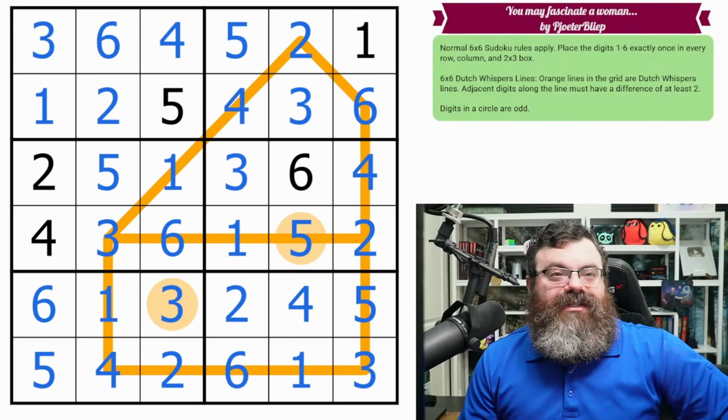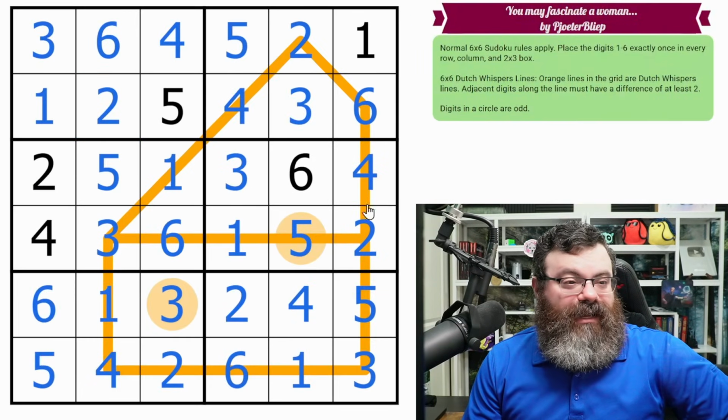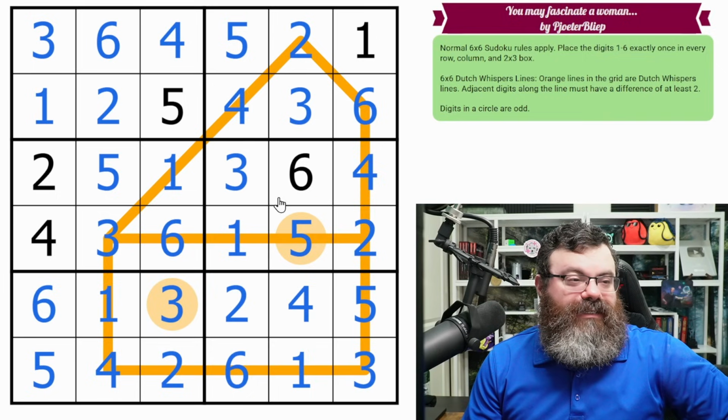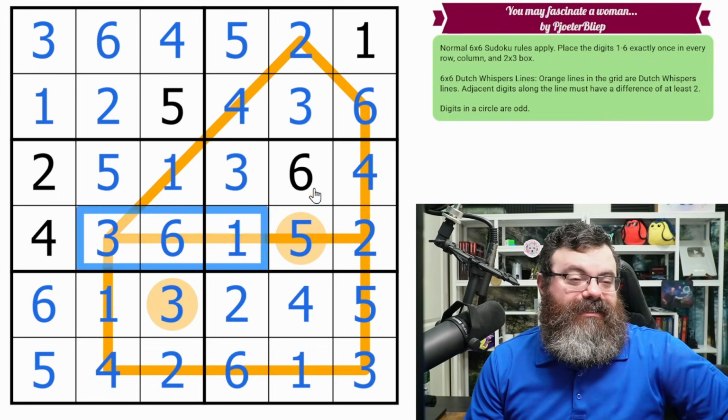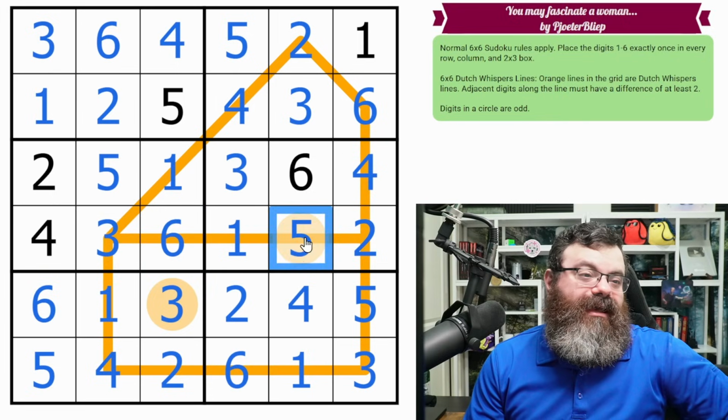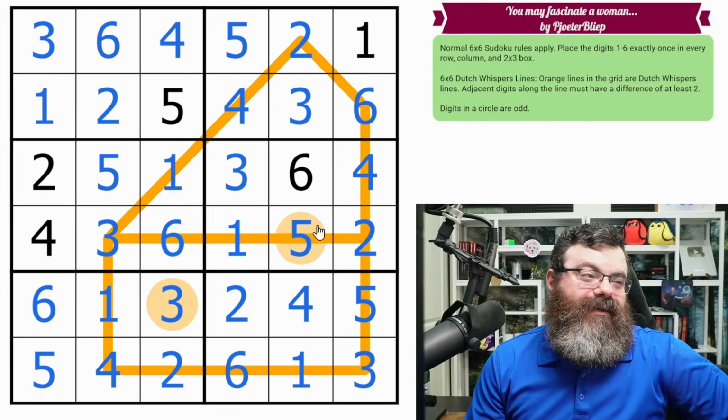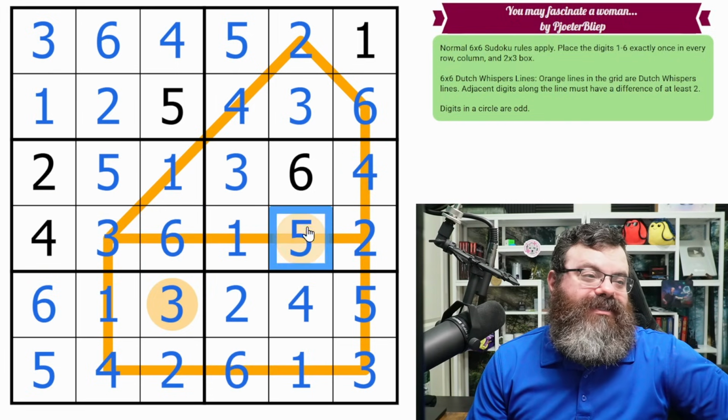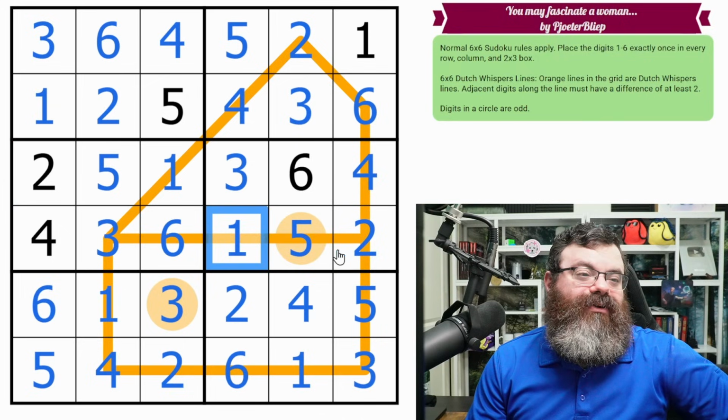All right, nice puzzle, PjoeterBliep. I enjoyed solving that. Interesting start. What these givens did, some work at the start against these lines. That was pretty neat. And then this odd right here, that was a nice opening where this odd circle plus this 2 did a whole lot of work for us.